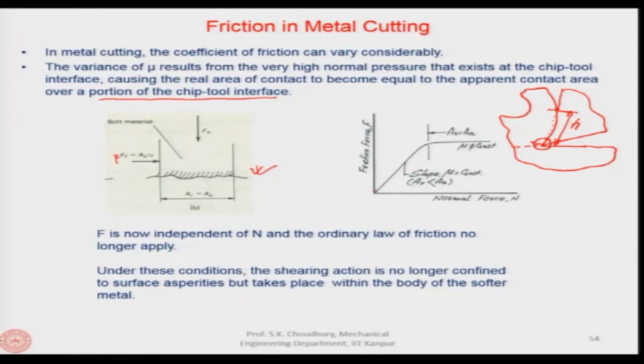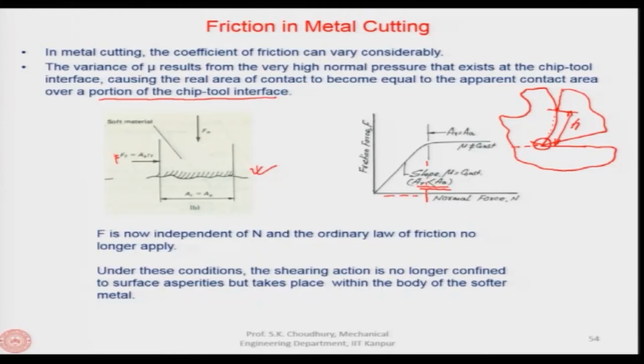Now, if we draw the curve between normal force and friction force F, it goes like this. This can be explained in the following way: as the normal force increases, up to a certain point the real area of contact is not equal to the apparent area of contact. There the rules of sliding friction apply, and mu remains sufficiently constant, because the real area of contact is still less than the apparent area of contact.